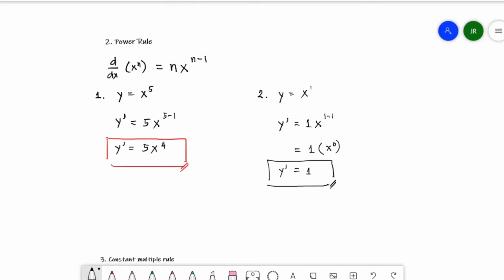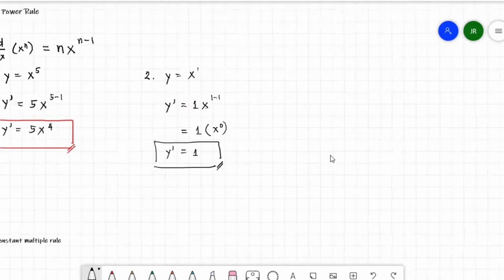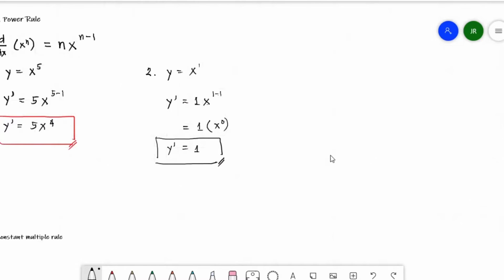Again, always remember that. Okay, and the next example is, for example, number 3, y is equal to the cube root of x. So y is equal to the cube root of x.